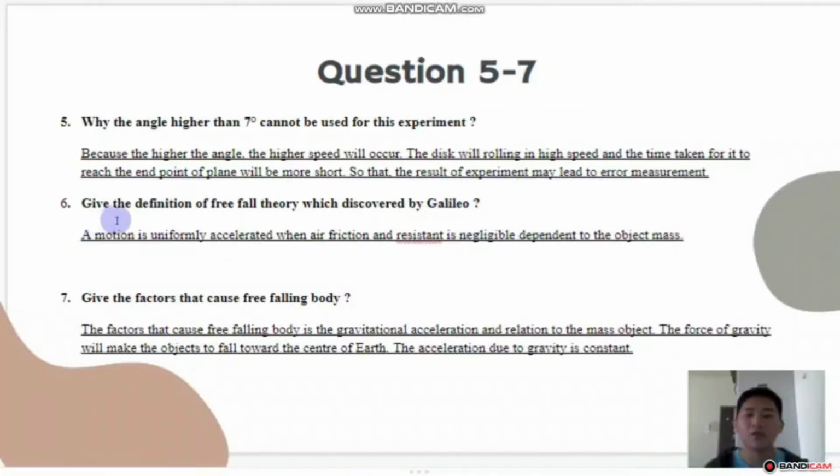Number 6, give the definition of free fall theory which was discovered by Galileo. A motion is uniformly accelerated when air friction and resistance are negligible, independent of the object's mass. Last one, give the factor that causes a free falling body. The factors that cause a free falling body are the gravitational acceleration and its relation to the mass of the object. The force of gravity will make the object fall toward the center of Earth. The acceleration due to gravity is constant.